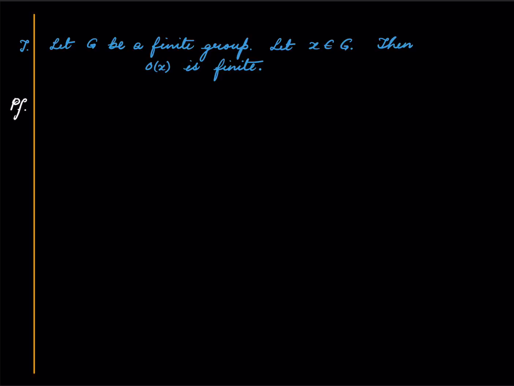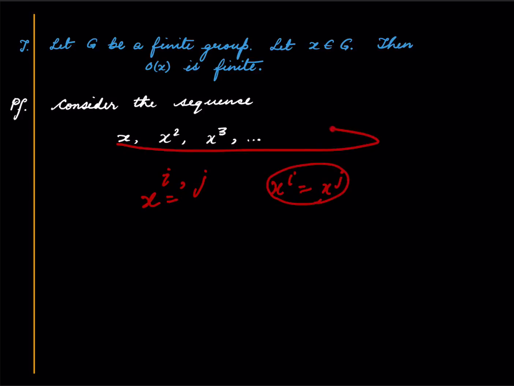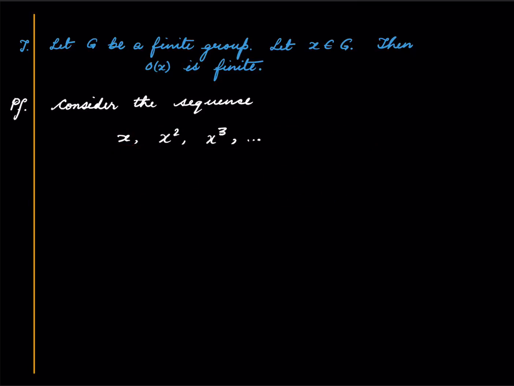So why is that? Consider the sequence x, x square, x cube, and so on. Just keep going. Since G is finite, there must be two different i and j such that x to the i equals x to the j. Because otherwise, since all of these are ultimately members of G, if all of these were pairwise distinct, then G would in fact be infinite. So these cannot be pairwise distinct. Some two of these things must be equal.